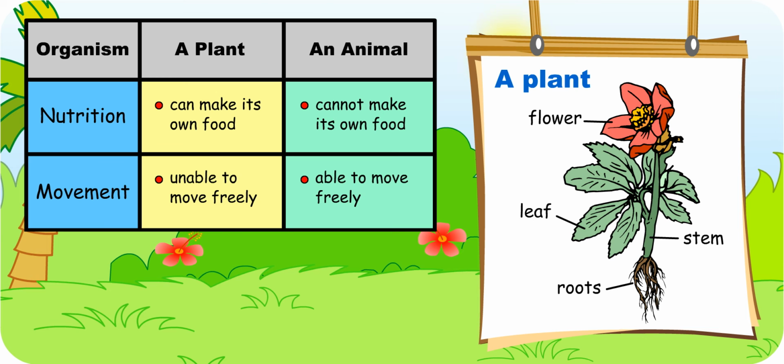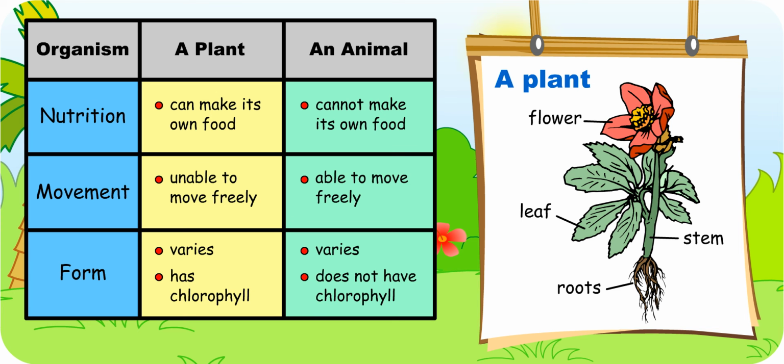Very observant. Not only do plants have different forms from animals, they have chlorophyll which enables them to photosynthesize when there is sunlight.